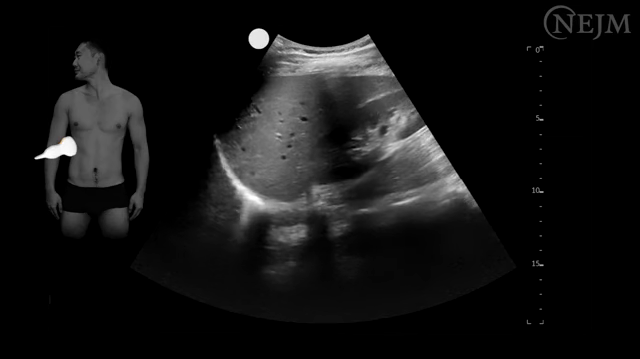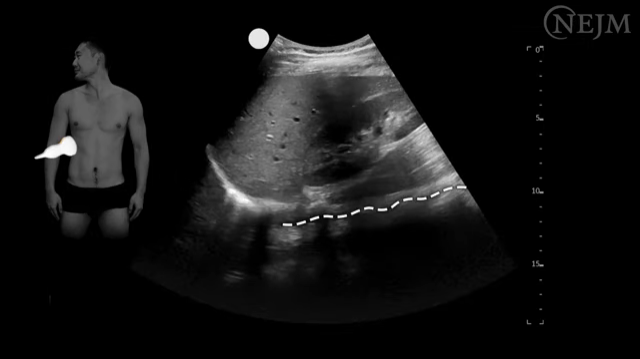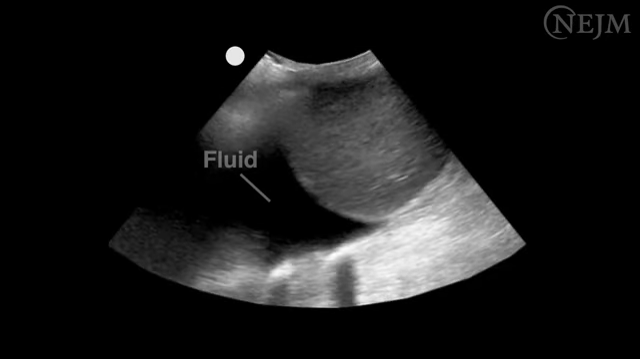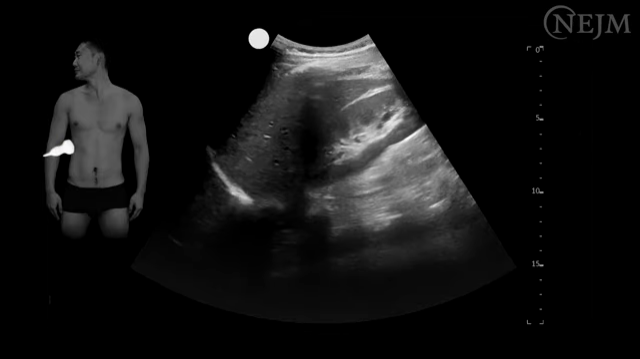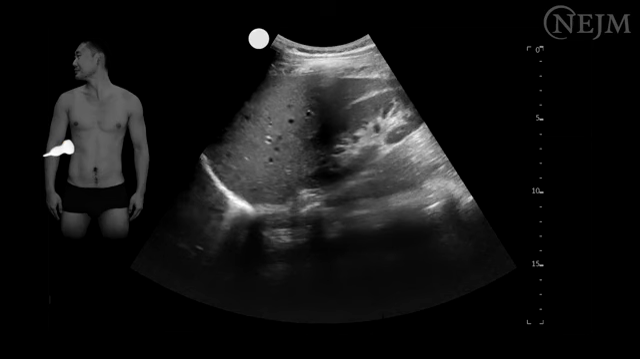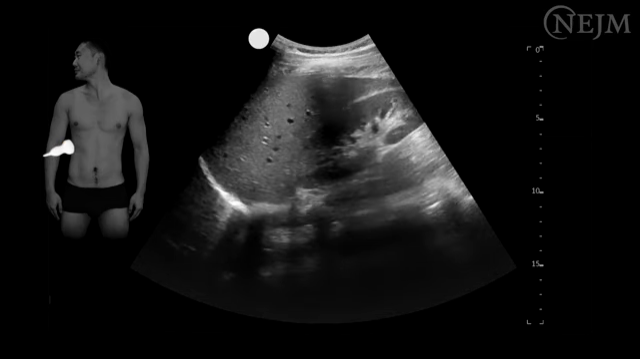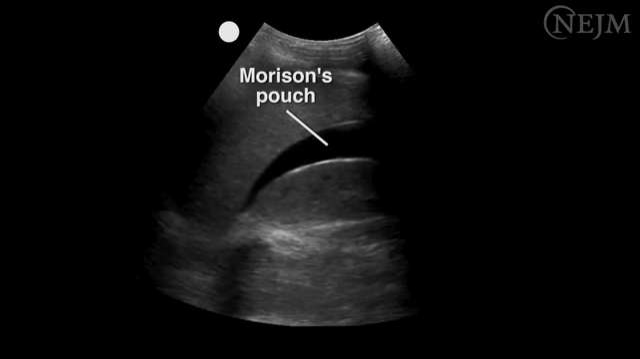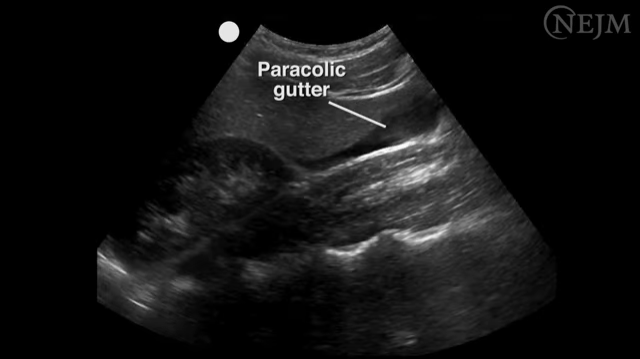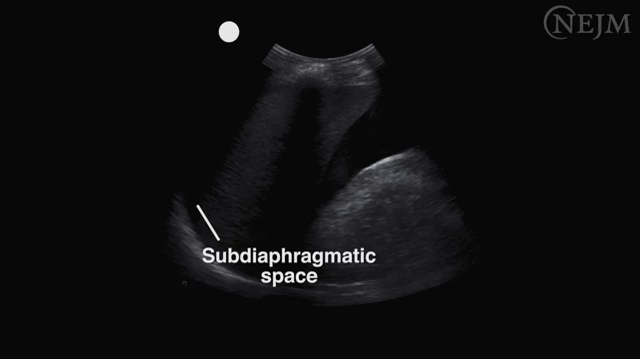Assess for the spine sign. Normally, the thoracic spine is visualized only caudal to the diaphragm because air in the lungs attenuates the returning signal from the spine. In the presence of fluid, such as hemothorax or pleural effusions, the spine will be visualized cephalad to the diaphragm. The right upper quadrant view will allow you to detect pathologic fluid in areas where fluid is likely to accumulate in a supine patient, including Morrison's pouch, the right paracolic gutter, and the subdiaphragmatic space.